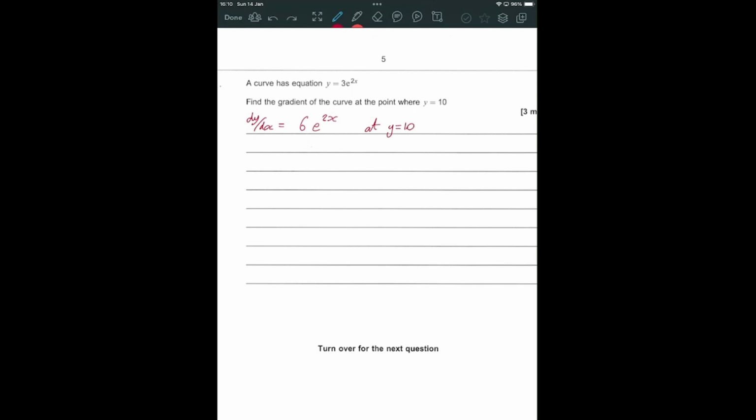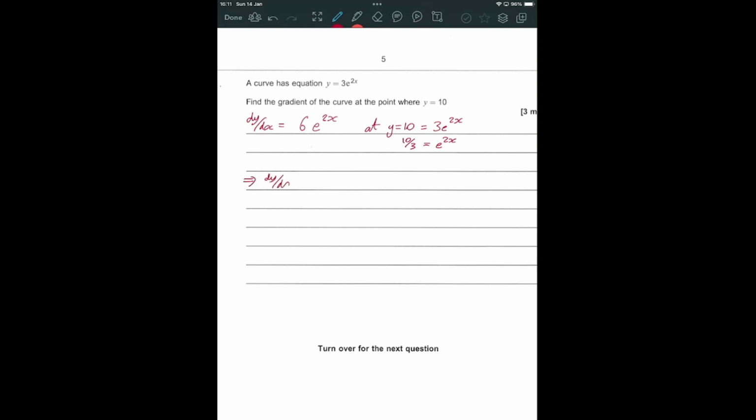And already I'm seeing a sneaky trick we can do here. At y equals 10, that's equal to the 3 e to the 2x. How sneaky do we want to be? Let's be a little bit sneaky, not go full sneak. If I divide through by 3, I get e to the 2x. Now, it is tempting to continue to solve this, to find the value of x, take logs, divide by 2, but we don't need to.